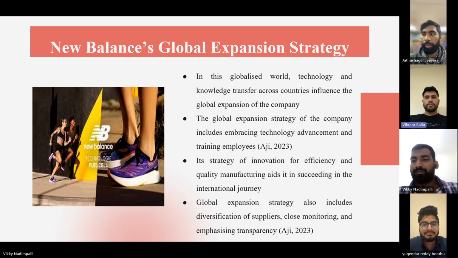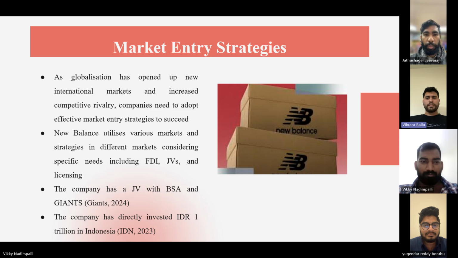New Balance utilizes social media marketing and influencer partnerships to encourage people to purchase, and partners with them to gain profits. Going to the next slide, I'm going to talk about the revenue and market share growth of the company. The company's annual revenue exceeds 5 billion US dollars, and New Balance experiences consistent growth in North America, Europe, and Asia because of the brand value, and the company is investing more in research and development, R&D.